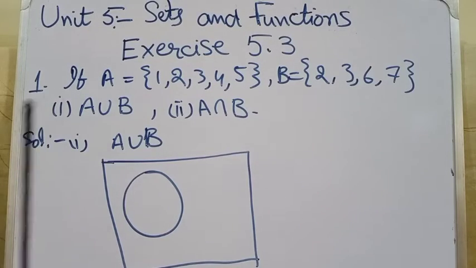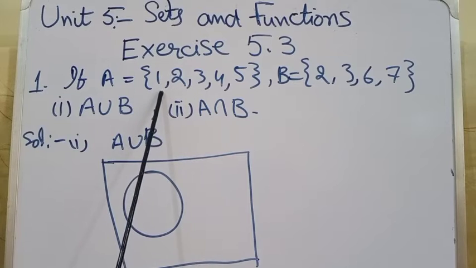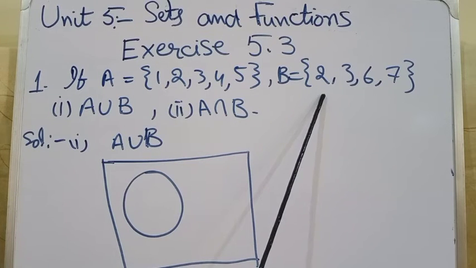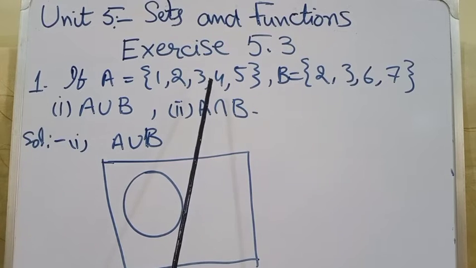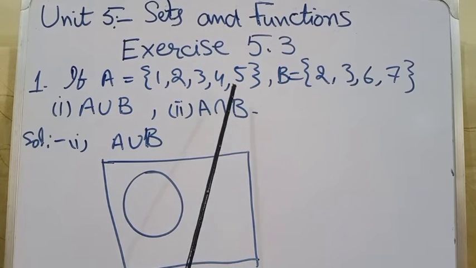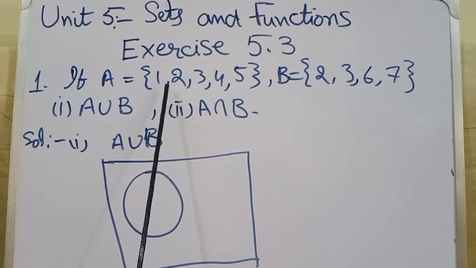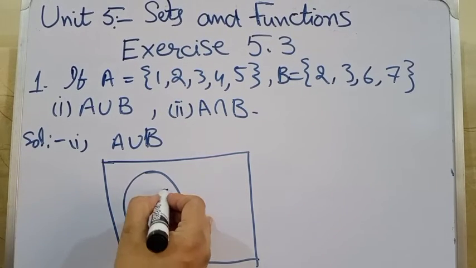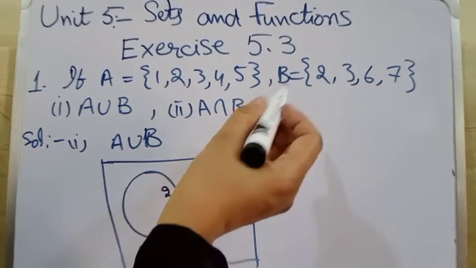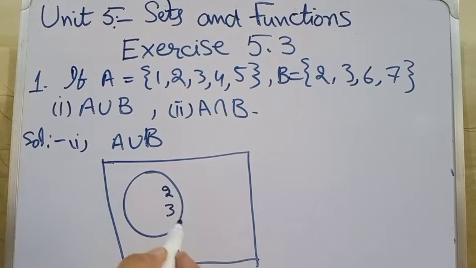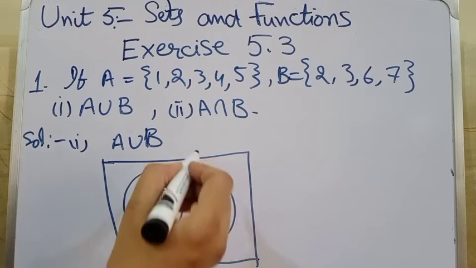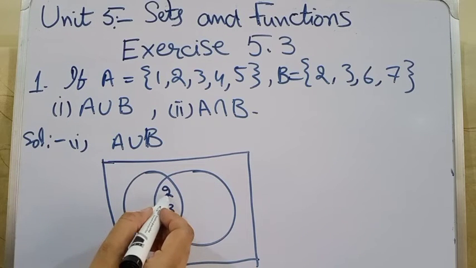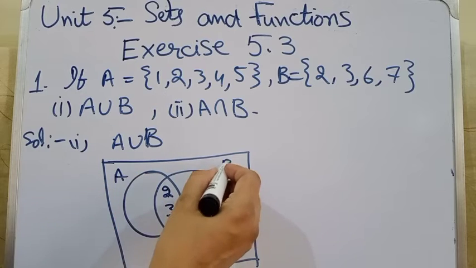In a Venn diagram, first judge all elements of sets A and B and write the common elements in such a way that they overlap the two sets. We find that by comparing: 1 is not in set B, 2 is common, so we write it here. 3 is also common, and 1, 4, 5 are not in set B, so we overlap set B here, as this is set A and this is set B.